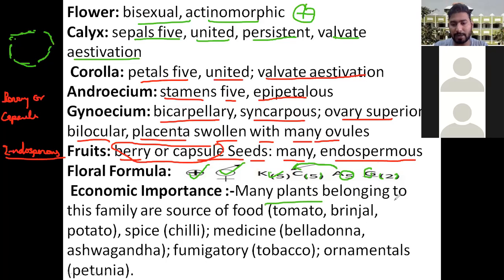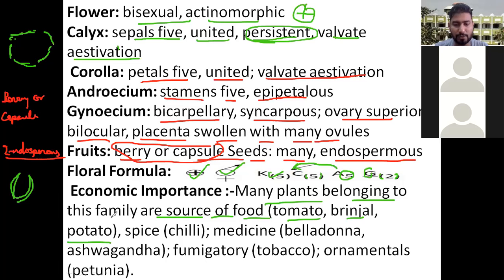Economic importance: many plants belonging to this family are a source of food. Tomato, brinjal, potato. Very, very important. If you have seen the brinjal, where the calyx gets attached, the green structure, that's why they have given persistent calyx. Persistent calyx. Okay.